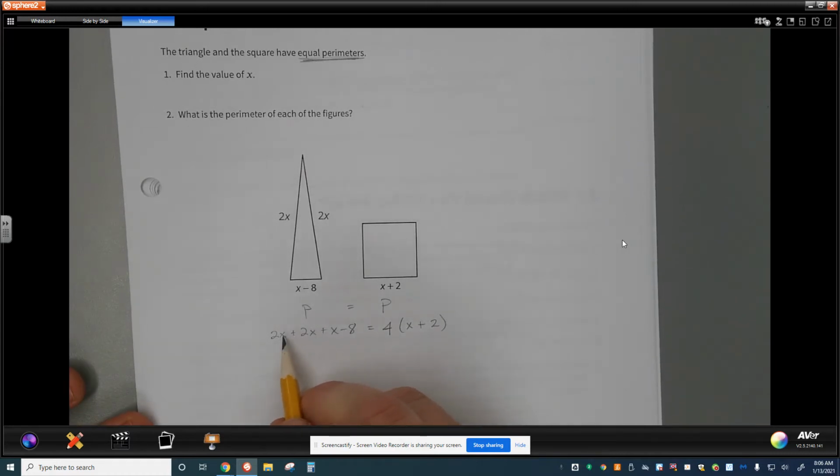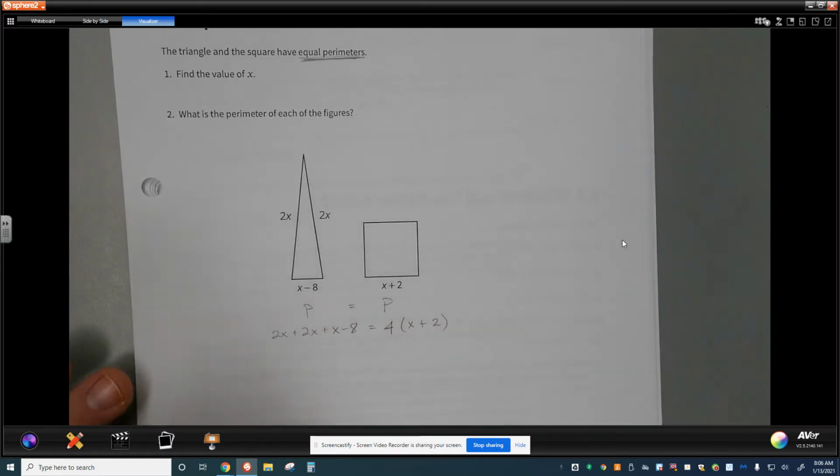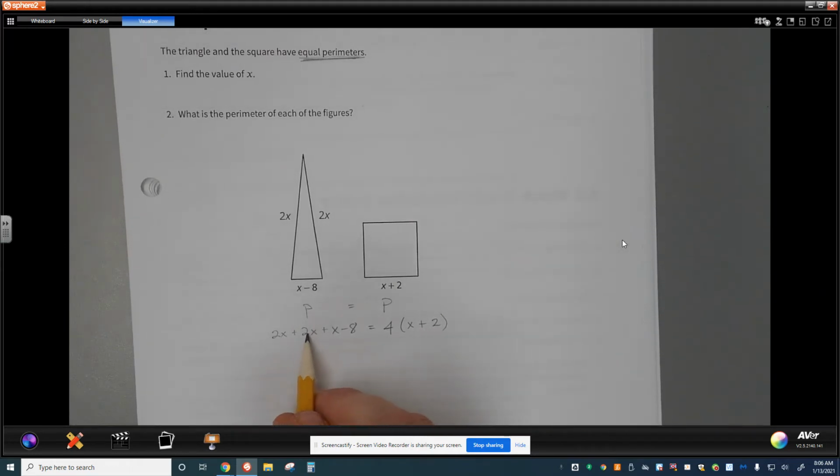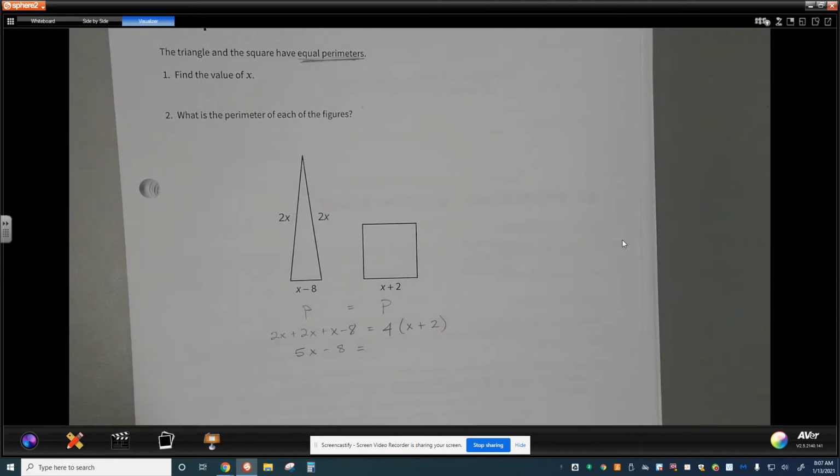You'll notice there's no exponent written on each of these, but we know that an exponent of 1 is the unexpressed value. And so what we need to do is combine just these 3 together to simplify the equation. So we have 2 times x plus 2 times x plus x, that's a total of 5 times x minus 8. And over here on the right, we've talked quite a bit about the distributive property, where we are going to take 4 times the x, and add that to, again, 4 times the 2.